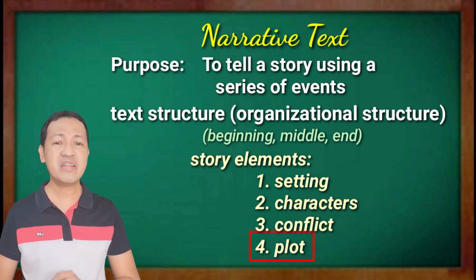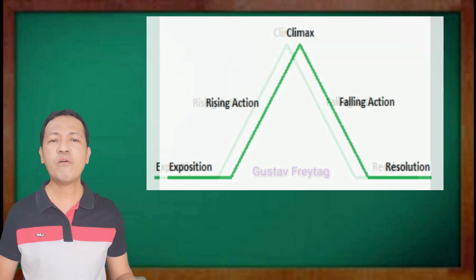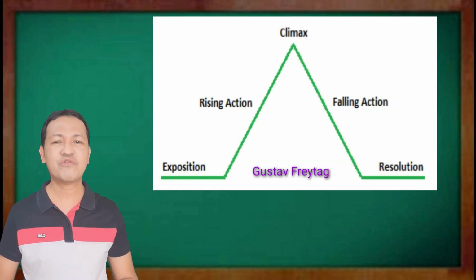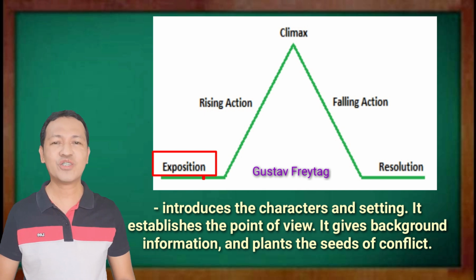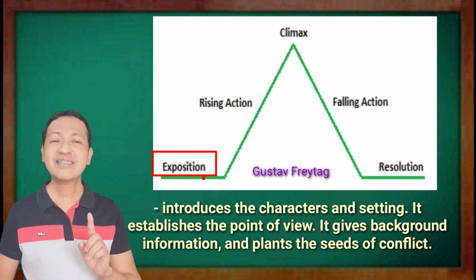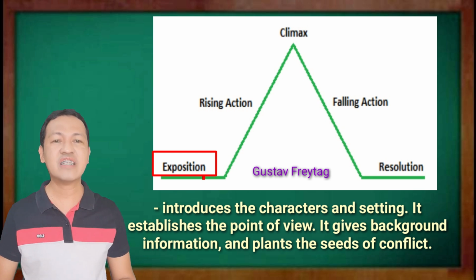One of the most prevalent theories for a universal plot structure comes from German novelist Gustav Freytag, who proposed this 5-stage architecture for all stories. The first part of plot is the exposition, which introduces the characters and setting. It establishes the point of view. It also gives background information. Take note that it's the exposition that plants the seeds of conflict.